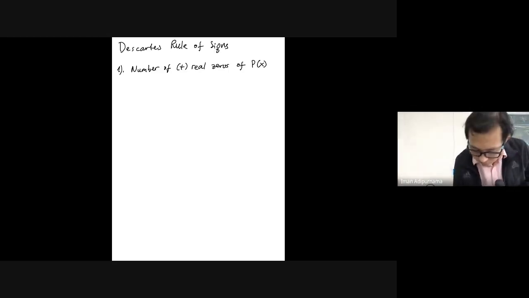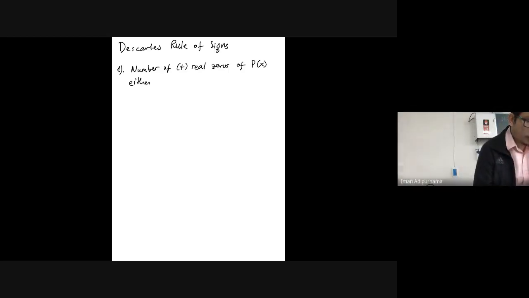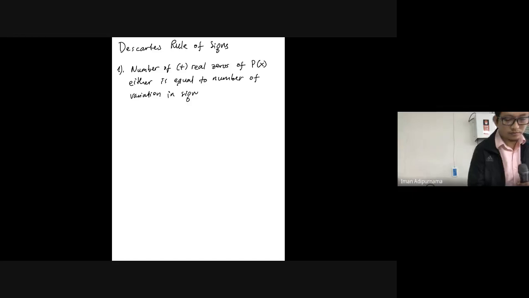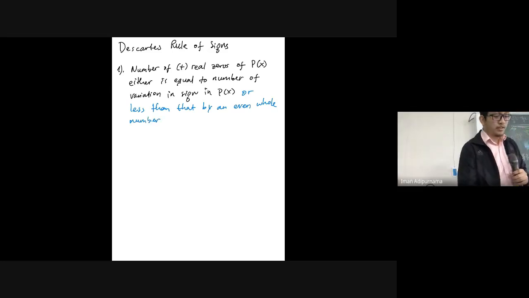either is equal to the number of variations in sign in P(x), or less than that by an even whole number. It seems like too many words, but actually it's pretty easy.